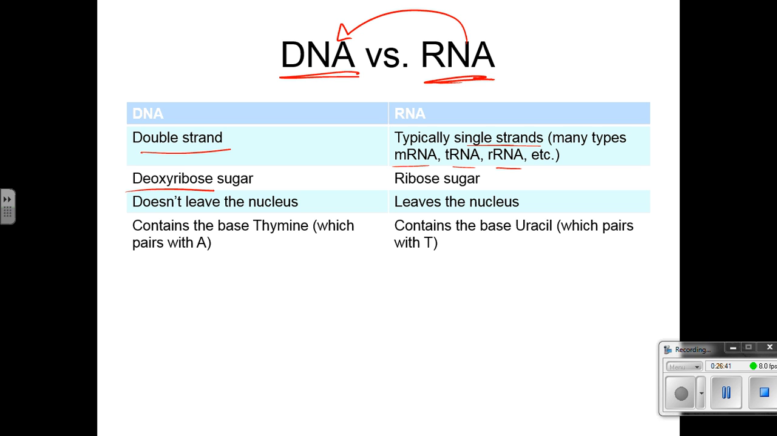DNA has deoxyribose sugar, and RNA has ribose sugar. DNA doesn't leave the nucleus, but RNA does. And DNA contains thymine, which is going to pair with adenine, but RNA does not contain thymine, it contains uracil. So A is going to pair with U if we're talking about a strand of RNA.